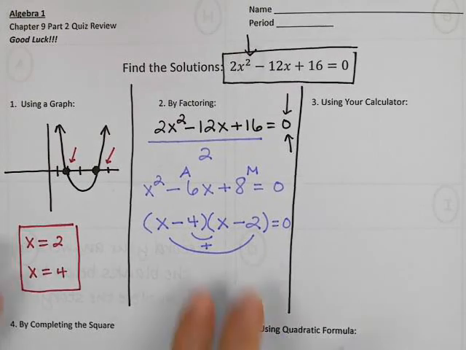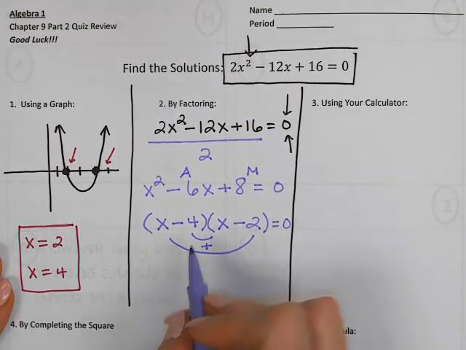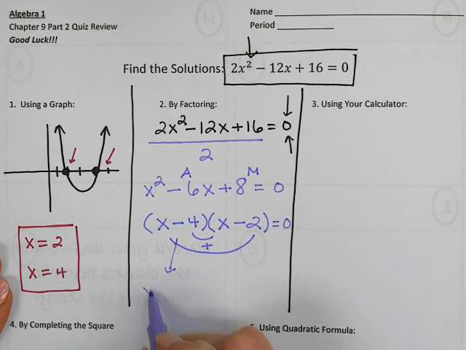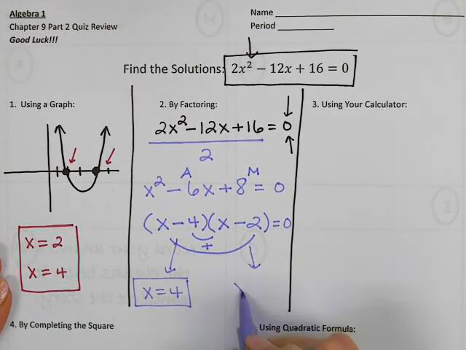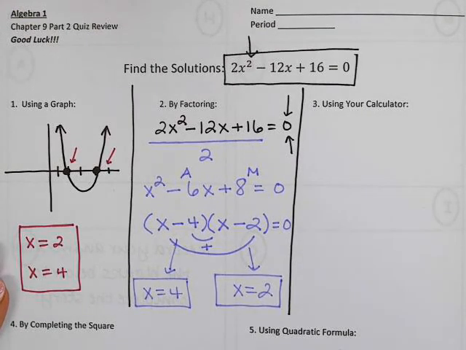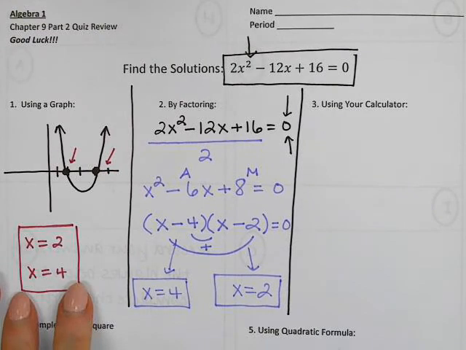But those are just the factors. What are the actual solutions now? Remember, that's when you set them both equal to 0 and solve. So this one becomes positive 4 if you solve it. And this one becomes positive 2 if you solve it. Note that we got the same answers, right? It's just a different method.